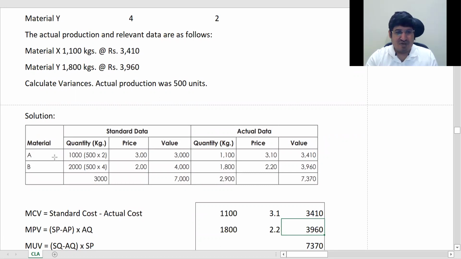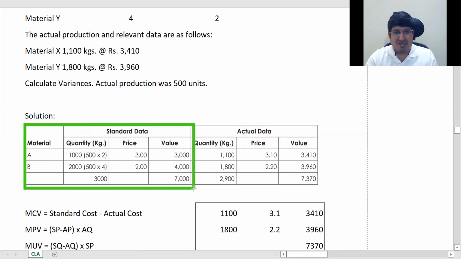This has become 1000. So now this is your standard data, okay? And here quantity A is 1000, correct? 500 into 2, B is 2000. Price is already given, 3 per kg, 2 per kg. 1000 into 3, this will give you 3000. 2000 into 2 will give you 4000. Add these two, you will get how much? 7000.